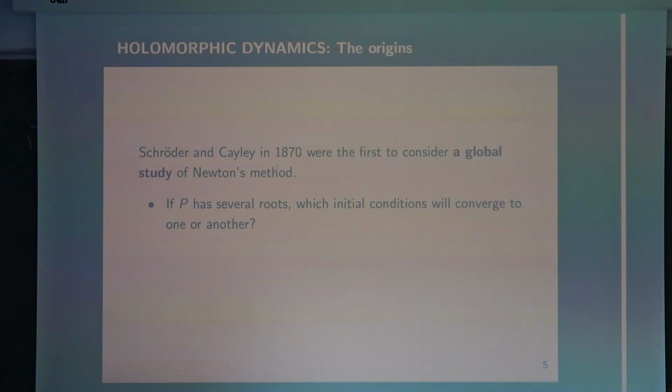So then you can ask, okay, it's just a neighborhood, so maybe you have to know the root, so it's very strange. If you know the root, you can find the root, okay. So Schroeder and Cayley, they wanted to study it globally, because they want to know if you can find all the roots, okay? And if you have several roots, if you start with a point, do you know to which root you will converge according to your starting point?